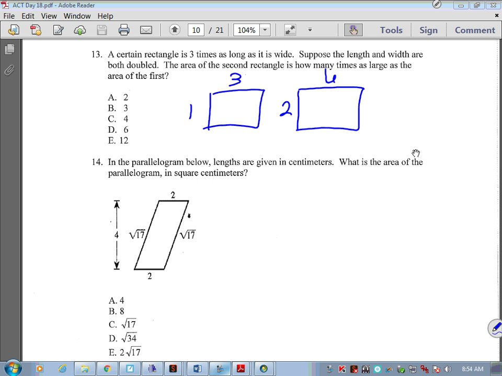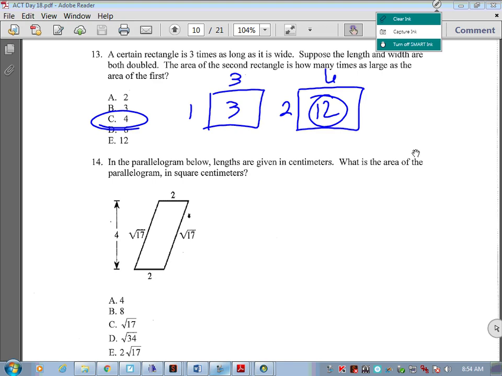So the area of this is 3. The area of this is 12. How much bigger is 12 than 3? How many times bigger? 4 times. Okay, so pick numbers that are easy to work with, but also fit the parameters of the question.